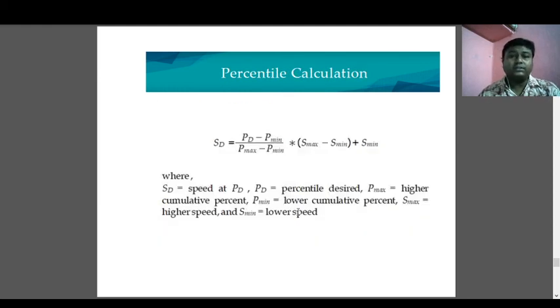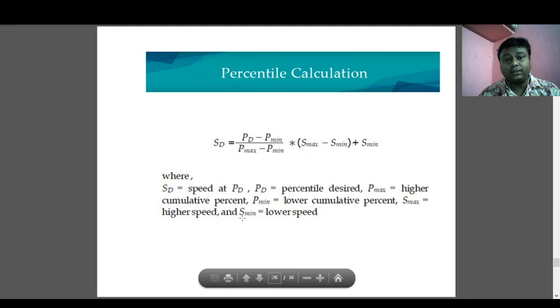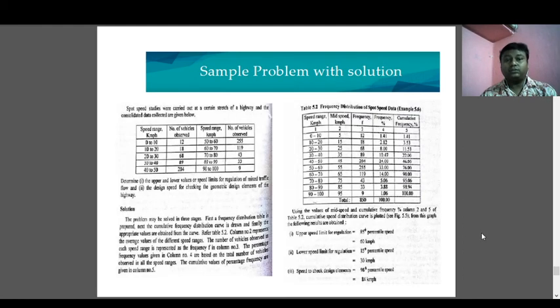So this is the percentile calculation. There is a small equation. What is HD? HD is the speed at PD. PD is the desired percentile. P max is the higher cumulative percentage. P min is the lower cumulative percentage. S max is the higher speed, and S min is the lower speed. So from this you can find the speed of the vehicle.